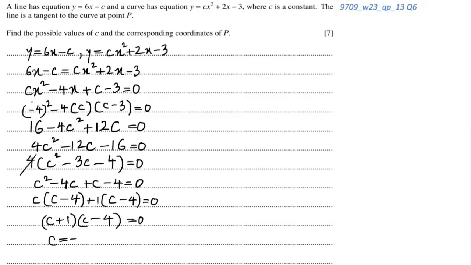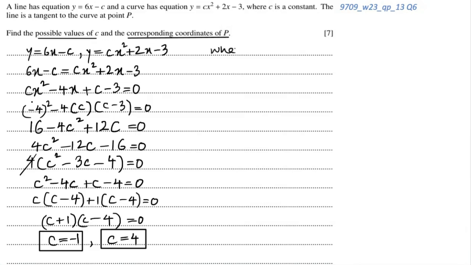c equals minus 1 and c equals 4. So these are the two c values. And I was required to, usually, most of the time the question ends here, but they are saying this time, find the possible values of c and the corresponding values of the coordinates of P. So what are the x and the y coordinates of P? So I can check each case individually, when c equals negative 1.